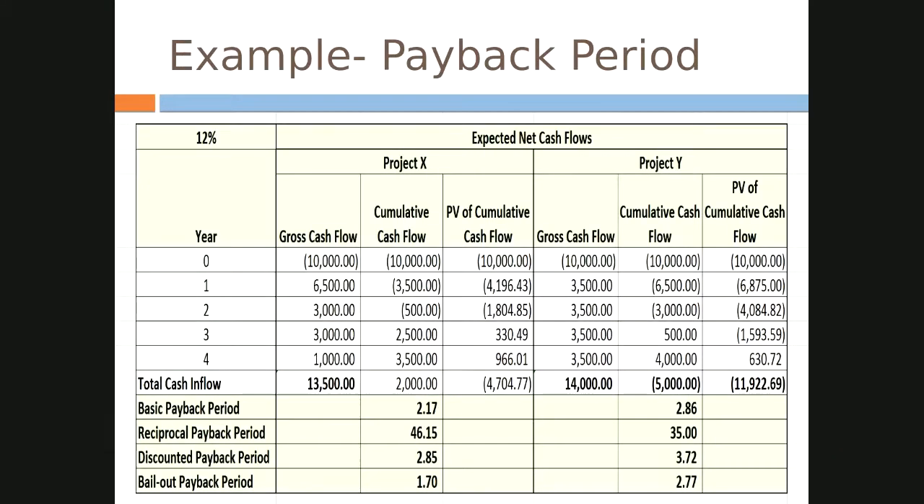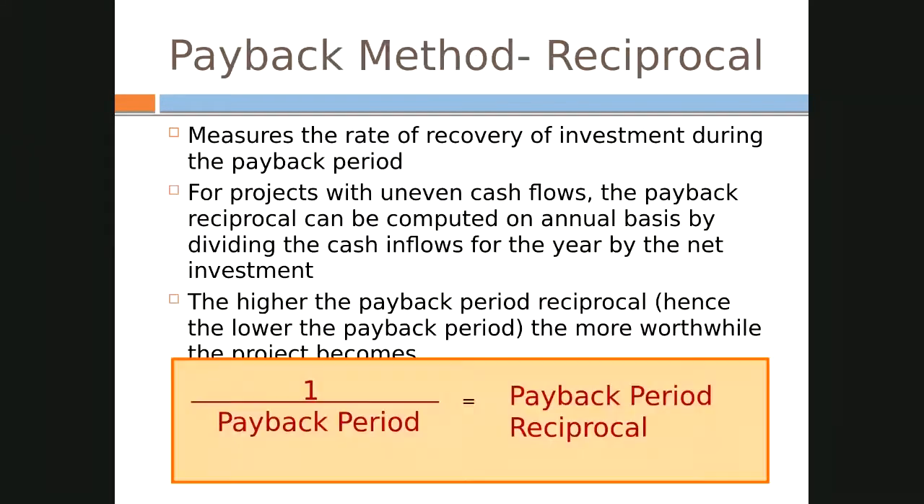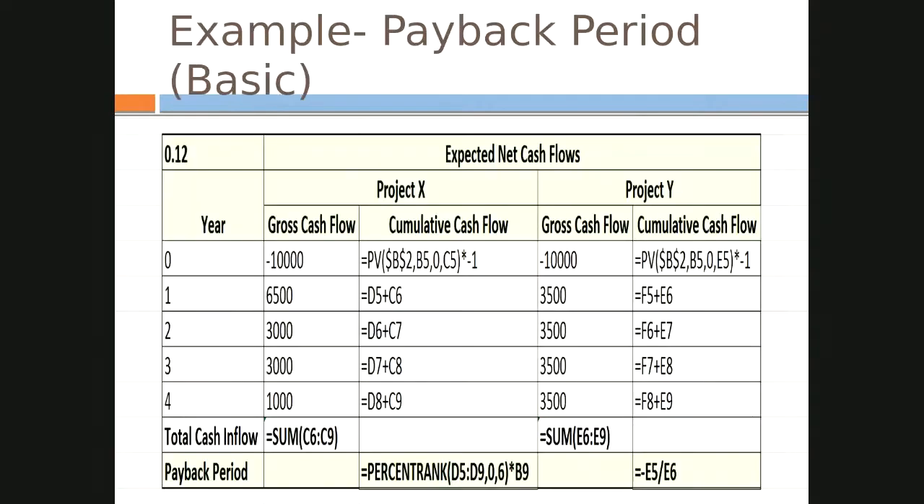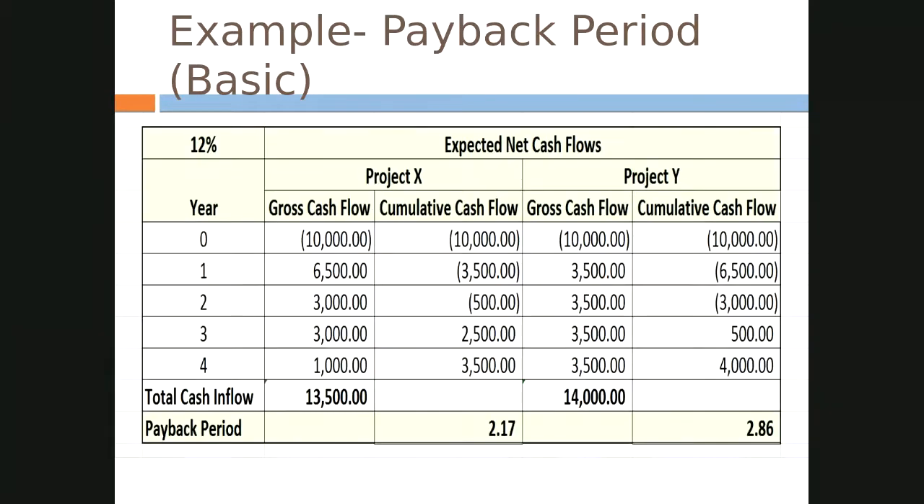So, paano computin yung payback reciprocal? 1 over the basic payback period lang. So, for project X, i-divide lang natin ng 2.17. So, 1 divided by 2.17, that is 46.08%. For project Y naman, that is 1 over 2.86. So, 1 divided by 2.86, that is 0.35. This is 35%.